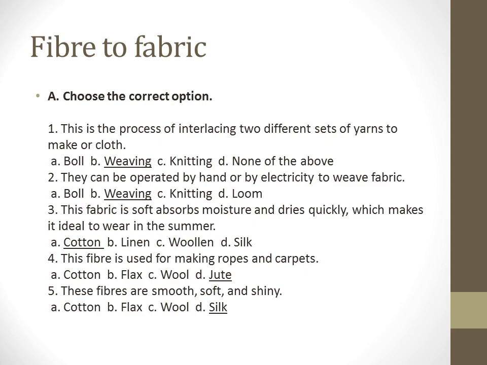So first one, choose the correct option. This is the process of interlacing two different sets of yarn to make a cloth. So which is the process? The process is called weaving. Weaving is the process of interlacing two different sets of yarn to make a cloth.